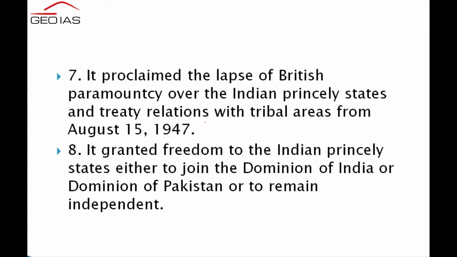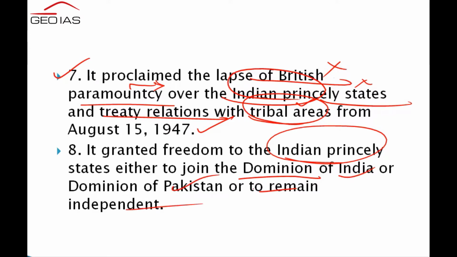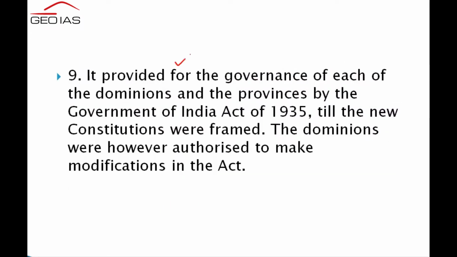And it proclaimed the lapse of British paramountcy. So British rule over the Indian princely states ended, along with the treaty relations with tribal areas. The tribal areas' treaty relations will be struck down now, and the British rule over the Indian princely states also ended, and they are free and can join either the Dominion of India or Pakistan, or remain independent.